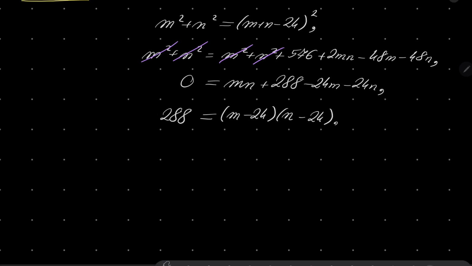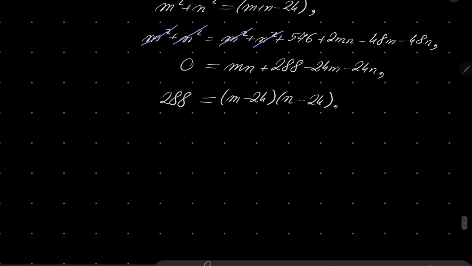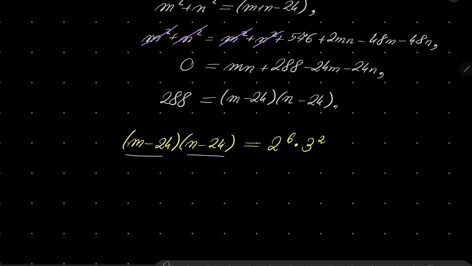Right, and also notice we are getting very close to the solution. Notice that the right hand side, 288, can be factorized in the following manner. It's 2 to the power of 5 times 3 squared. All right. So we are just seeking the positive divisors of this number. How many divisors does this number have?